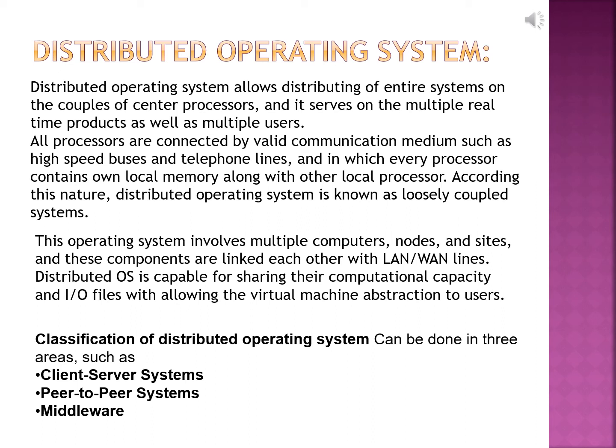Next one is peer-to-peer system. Peer-to-peer system is known as a loosely coupled system. This concept is implemented in computer network applications because it contains a bunch of processors and they do not share memory or clocks. Every processor has its own local memory, and these processors communicate with each other through various communication media such as high speed buses or telephone lines.